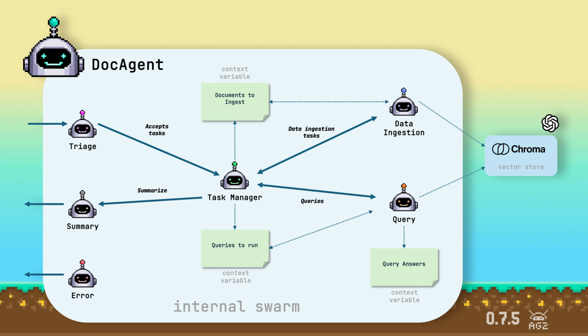Using Swarm's controllable handoffs, if there are any ingestions to be done, it will ensure they are done first. Once they are done, if there are any queries to run, it will then transition to the query agent for those. If there's an issue during ingestion or querying, it will transition immediately to the error agent, who will summarize the error and return. Finally, if there are no more ingestions or queries, it will transition to the summary agent, who uses the context variables, which have details of the ingestion and queries, to return those details back as the doc agent's reply.